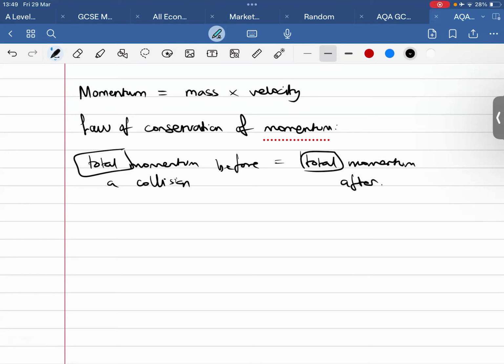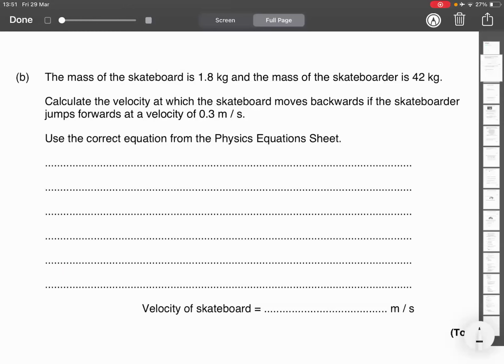So the momentum of both cars added up before will equal the momentum of both cars added up after, in a closed system. So it would be too easy to calculate the momentum of the skateboarder after. So they're asking you to do like 3 or 4 things in one go.